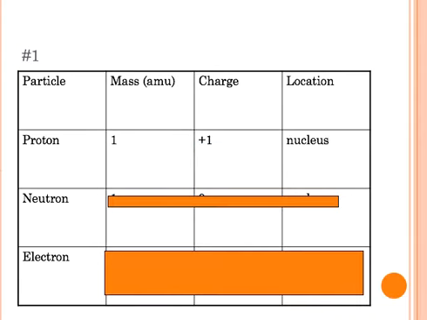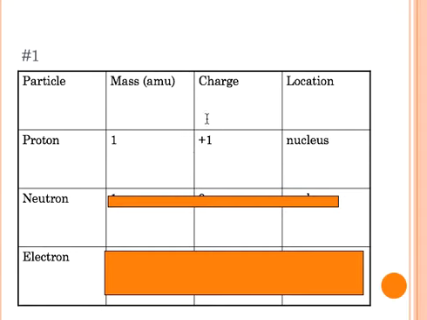So starting with the proton, a single proton has a mass of 1 what's called atomic mass units. It's a special unit that is used just for measuring subatomic particles and atoms. It's proportional to grams, so if I had a mole of protons, they would weigh 1 gram. But if I have just a single proton, it weighs 1 atomic mass unit.